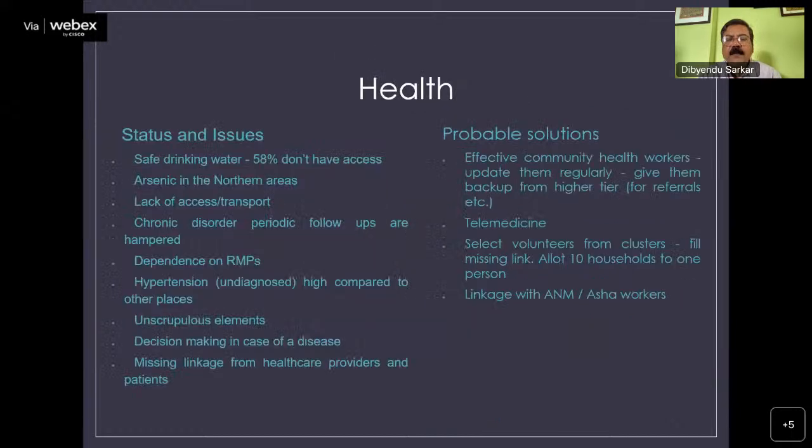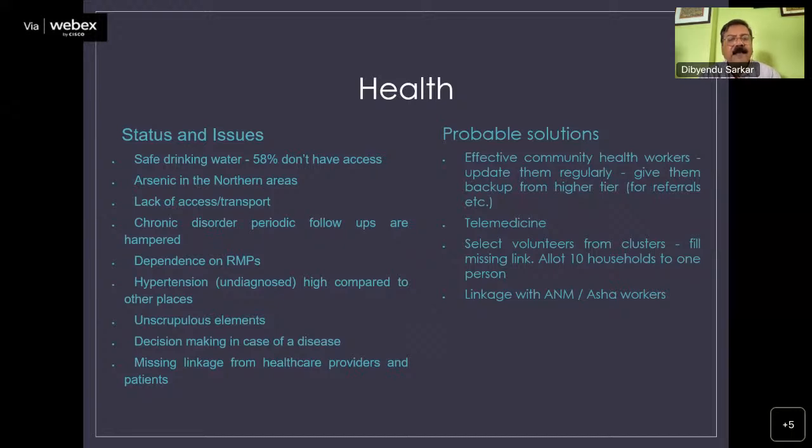I have not talked about the other types of buildings, the community buildings and all, mostly steel related. On health, there are a lot of issues. Safe drinking water: right now 58% don't have access, but as I said, this would probably improve. Arsenic in the northern areas: in North 24 Parganas there are 6 blocks, and in South 24 Parganas the Sundarban blocks are not arsenic affected, but in North 24 Parganas there are arsenic affected blocks, even within our Sundarban areas.